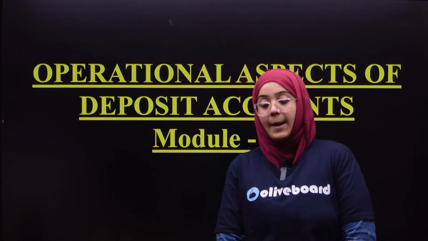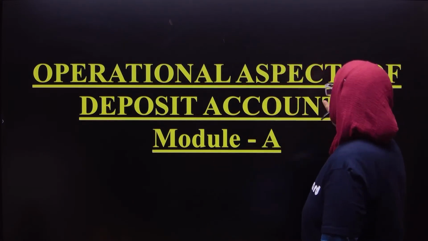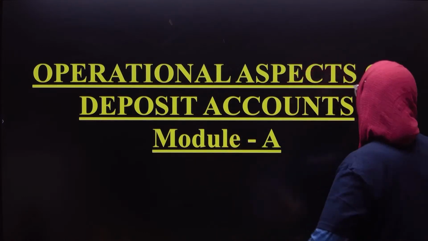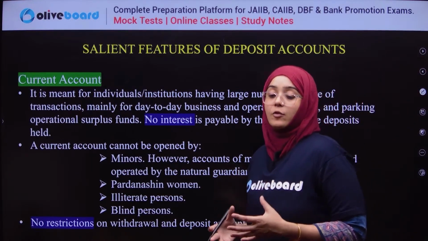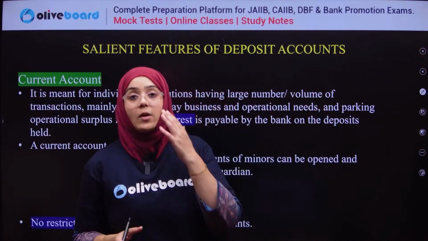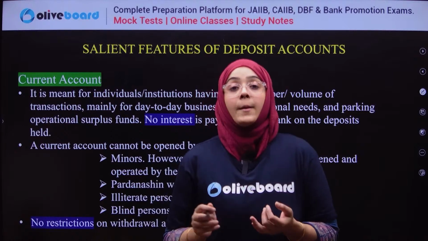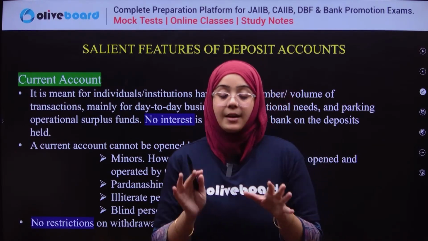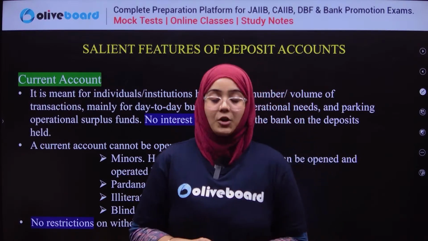How are you all? So today is Unit 5 of Module A PPB session. We will be discussing the operational aspects of the deposit account. Let's start the session with the basic introduction, or the salient features, of the different accounts. In this chapter we are going to discuss different types of accounts: savings account, current account, fixed deposit, recurring deposit, and the terms and conditions that are attached to these accounts. This is the topic of discussion today.